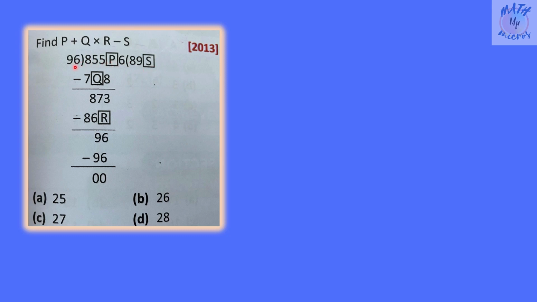So how do you get this 7Q8? How do you get this number? We get this number when you multiply 96 with the first digit. Alright, so usually 96 times 8 is a number, and that is the number that you put in the first part of the division.